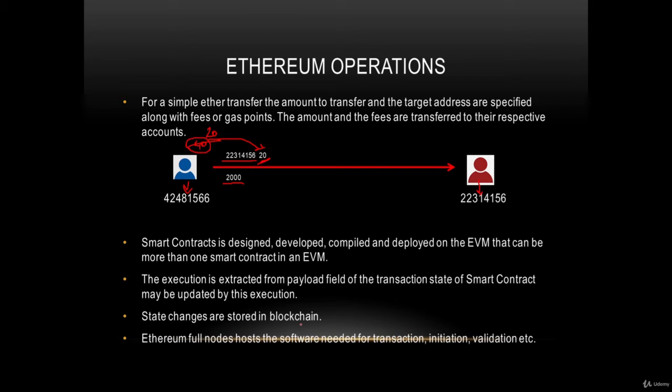State changes are stored in the blockchain. Only the state changes are stored in the blockchain, because the storage is immutable and quite expensive. So only the important things that are supposed to be stored in the blockchain are stored, and all the elementary things are stored as off-chain data. Then Ethereum full nodes, as in a full node or a participant running Ethereum on his machine, host the software needed for transaction initiation, validation, etc.